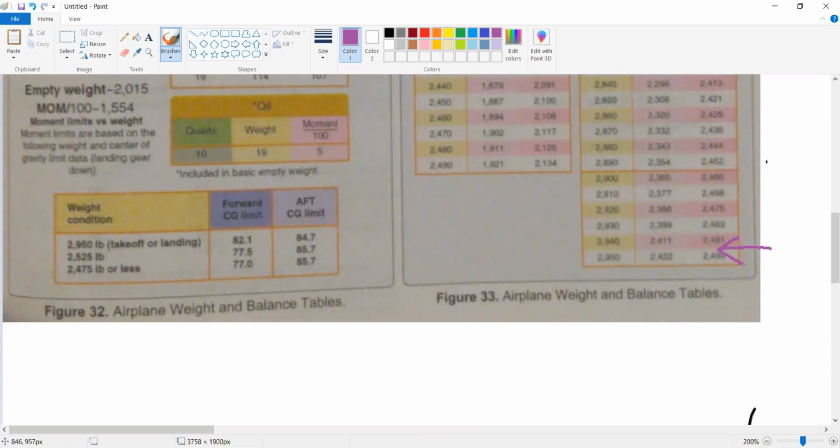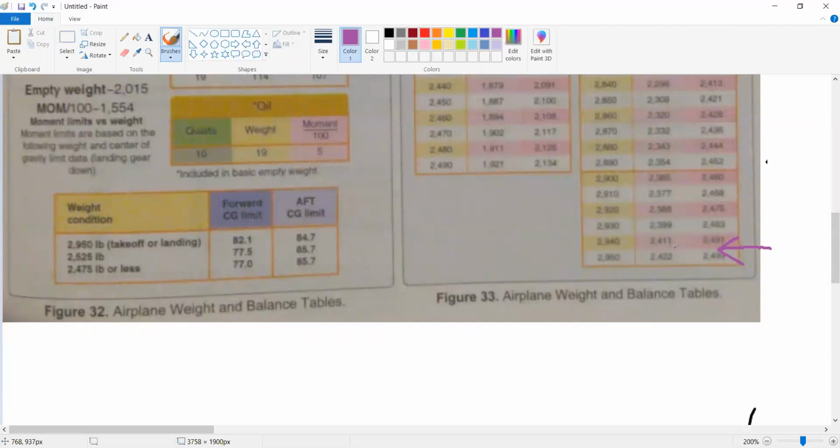So our number needs to be, we're at 2,441. That falls in between. It falls within that range. So we're good. But for now, we're not done yet. We need to figure out the CG.